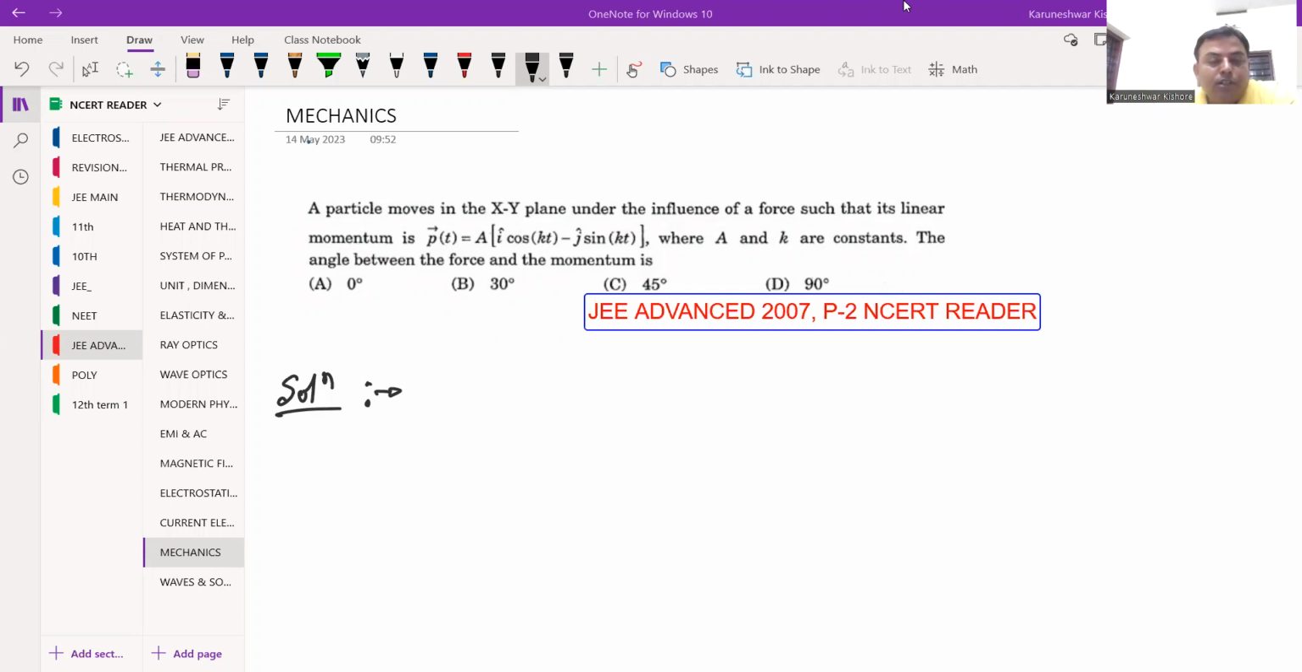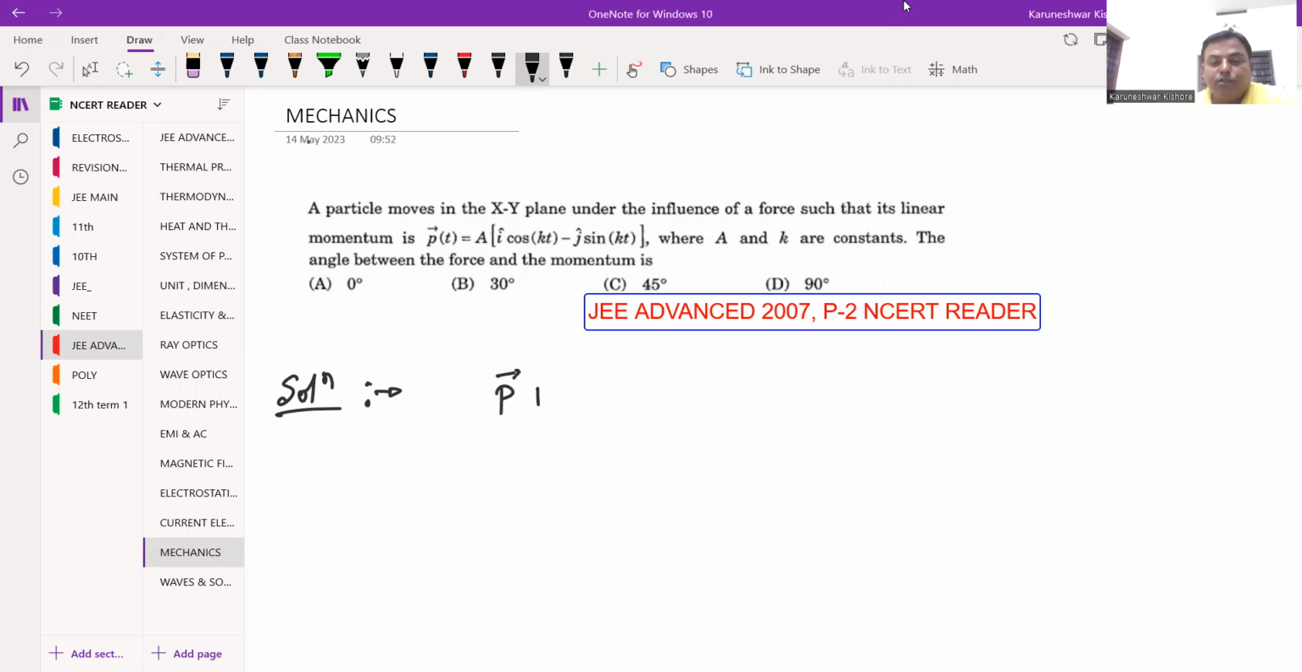It is asking you that a particle moves in the XY plane under the influence of a force such that its linear momentum is p(t). P is a linear momentum which is a function of time here, that is mentioned as a times i cos kt minus j sin kt, where a and k are constants. The angle between the force and the momentum. So the question gives you the linear momentum.